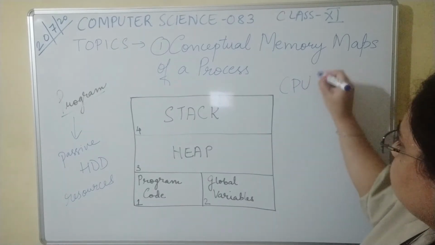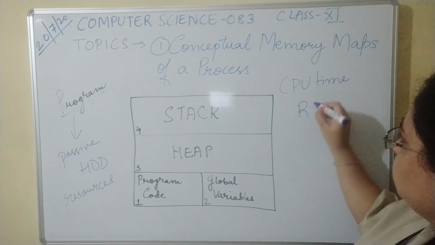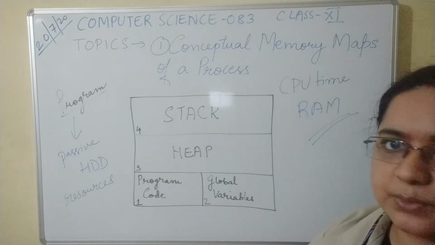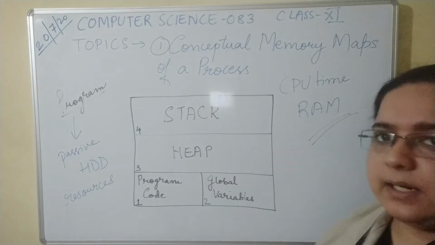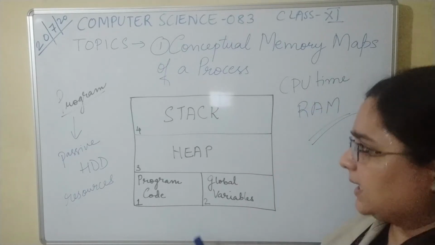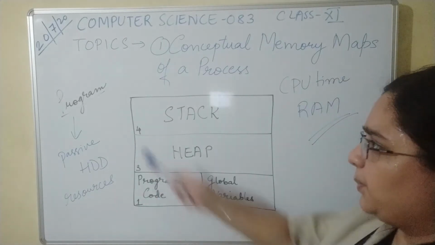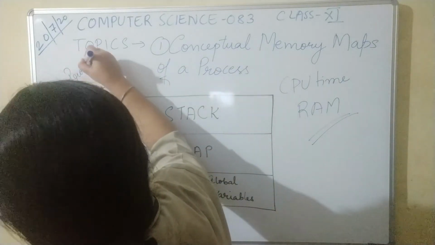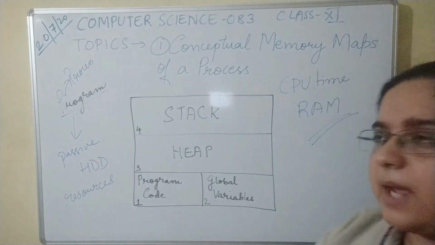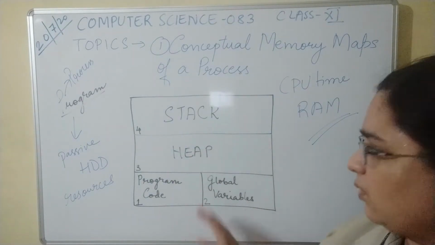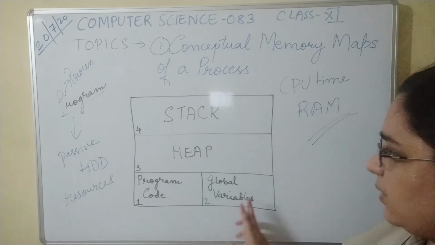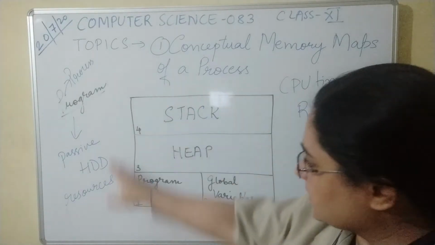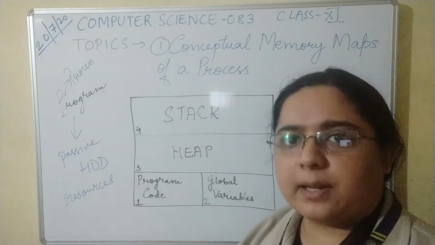CPU time and RAM, which are the two very important resources of our computer. So we will be needing CPU time and RAM in order to execute any program. And once a program occupies these resources, it becomes a process. The program becomes a process in that case. So now over here we can see stack, heap, program code and global variables. So when a program becomes a process, all these things are allocated to it.